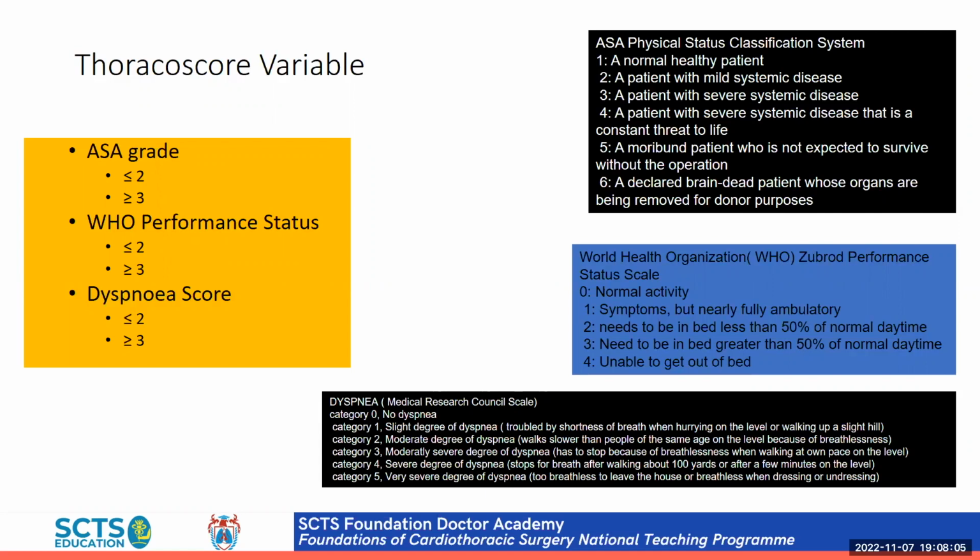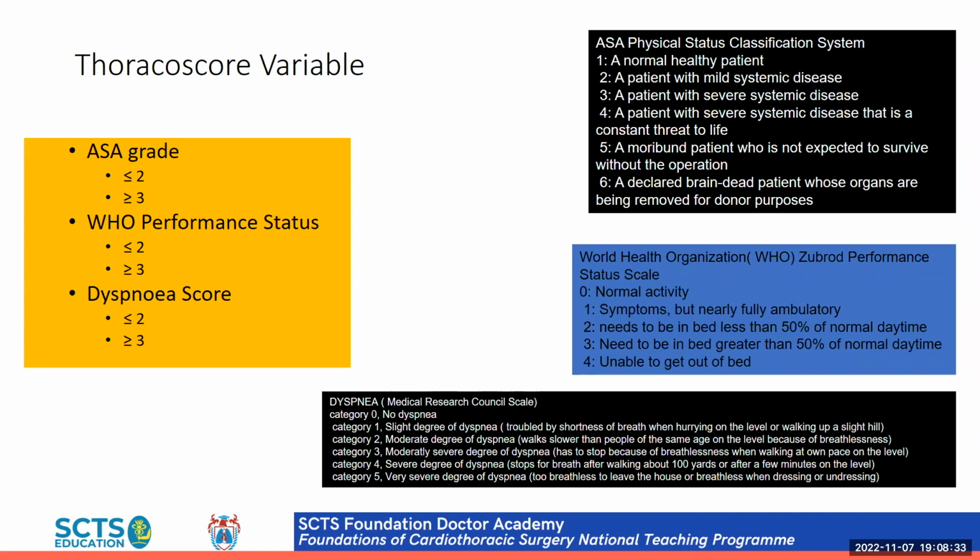And then you have your ASA grades. If a patient is a normal, healthy patient, you usually give them 1. If they have very mild systemic disease, then you usually say it is 2. If they have severe systemic disease, 3. And if severe disease that is a threat to their life, then it is 4. This is something that you always do in your assessment when you go to theatres and do all the assessment prior to proceeding with the surgery.